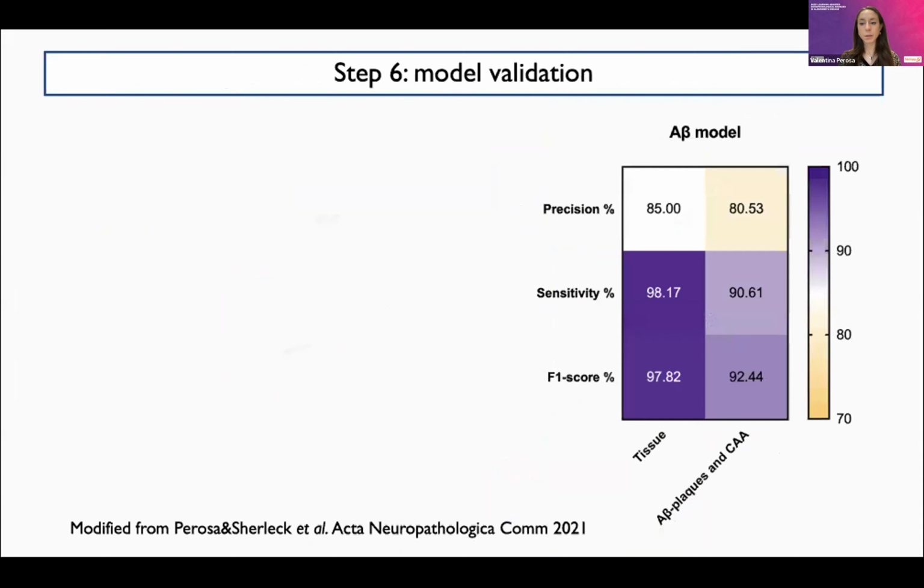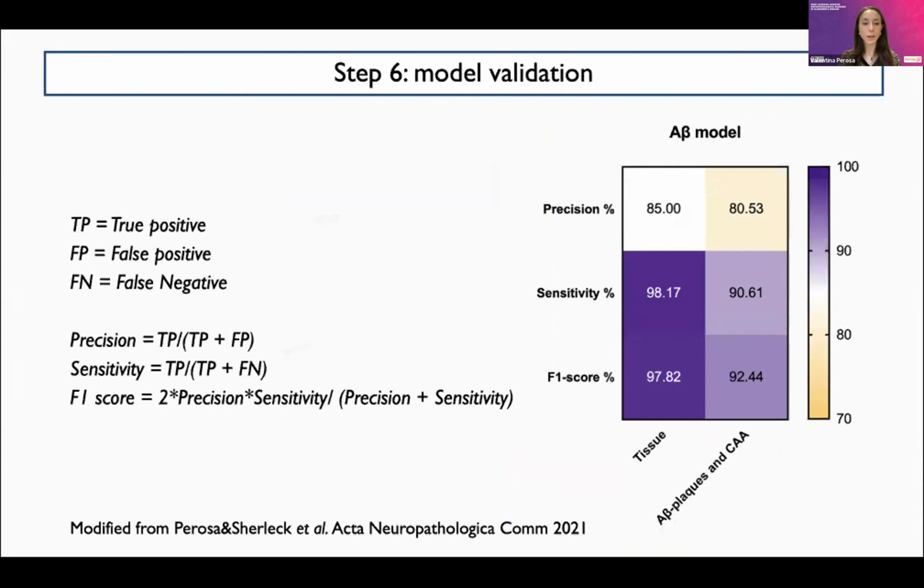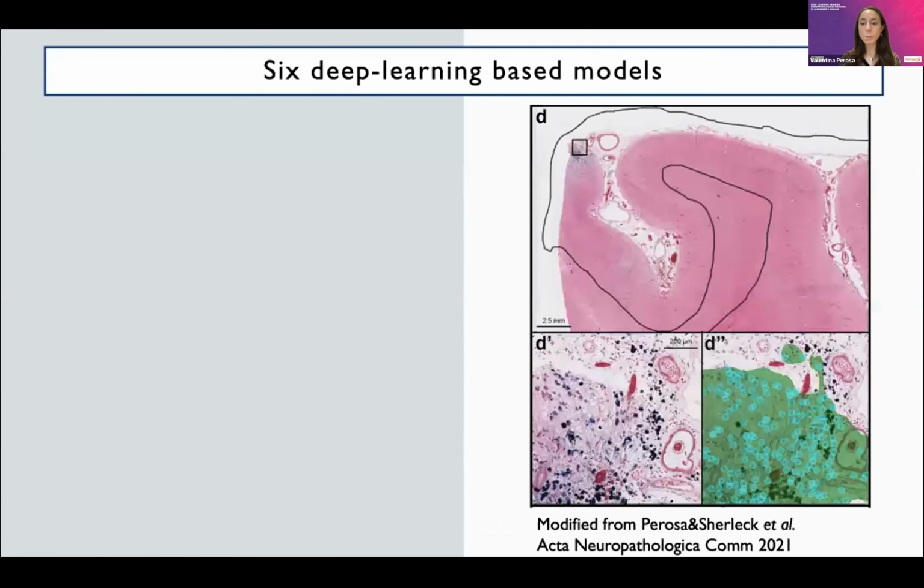So the models are then applied to the whole pathological cohort and validated, and the measures that can be used for this are precision, sensitivity, and F1 score, which is basically a combination of the two above. So here is an example of how we did that for the amyloid beta model, and you can see that the model performs very well also after the validation. So we repeated all these steps in order to build 6 different models.